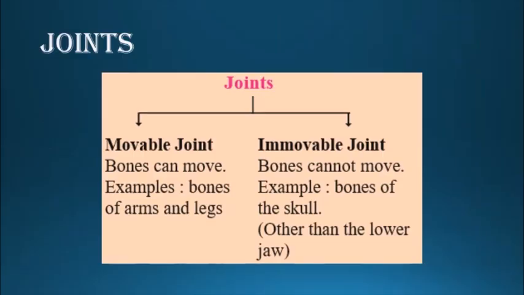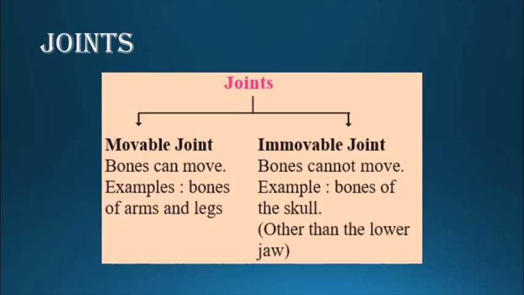Now there are 206 bones in our body. All bones are of different shape and size. All of the bones should be attached with something. So these bones are attached by the joints. That is, in between the bones we have the joints.